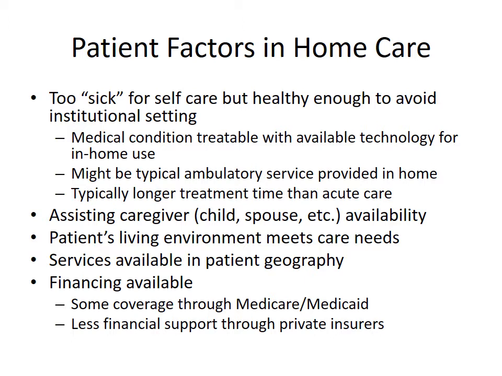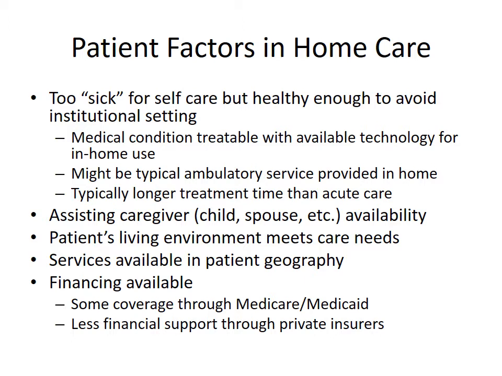And typically, home health care means that it's not just an acute condition, but there might be more of a chronic condition that is going to be treated. And one of the factors when thinking about home care is, is there a home to go home to, first of all, but is there also help? Is there going to be assistance from another caregiver, such as a child or a spouse?